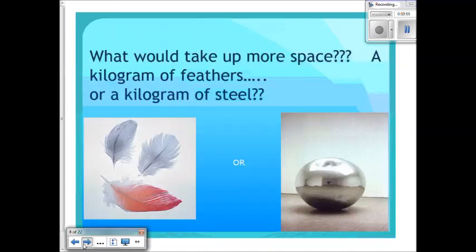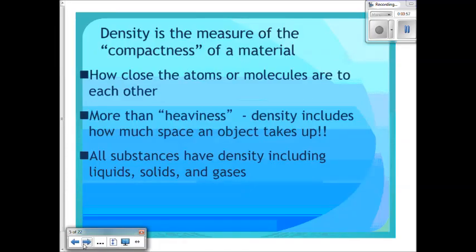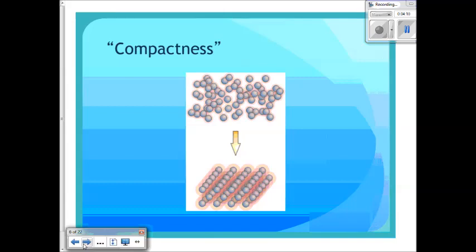Okay, there we go. It's how close they are packed together. So you need to also be considering the space that it's taking up. It's about the compactness. So, looking here, you have your particles. They're more spread out, like these over here. And then they're put in a nice orderly fashion. This one would have a higher density down here.